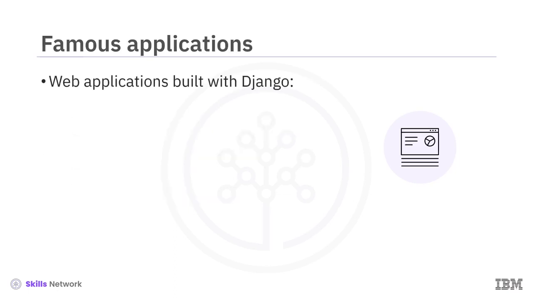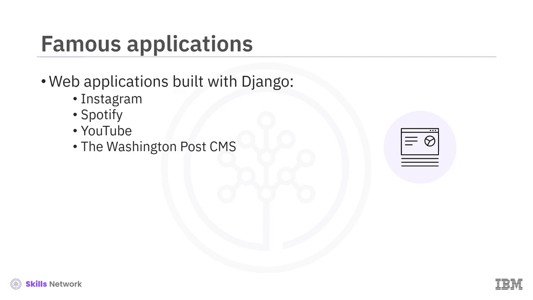Several famous web applications have been built using Django. Instagram, a popular social media platform for sharing photos and videos, was initially built using Django. Spotify, a leading music streaming platform, has also used Django in its infrastructure. The popular video sharing platform YouTube has incorporated Django into its architecture. And the Washington Post, a renowned news publication, has adopted Django for its content management system, or CMS.